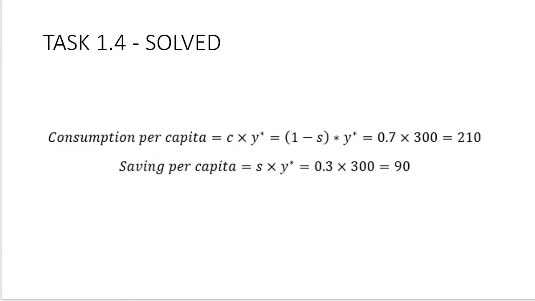And finally, to calculate consumption per capita and saving per capita, you have to multiply income by MPC, or marginal propensity to consume, and small c is calculated as 1 minus small s. So here you have it. And when it comes to saving per capita, income times the savings rate, here you have it. Obviously, they have to sum up to income. So income was 300, so consumption plus saving should give you exactly the value of income per capita. Okay, so this was it, and thank you for your attention.